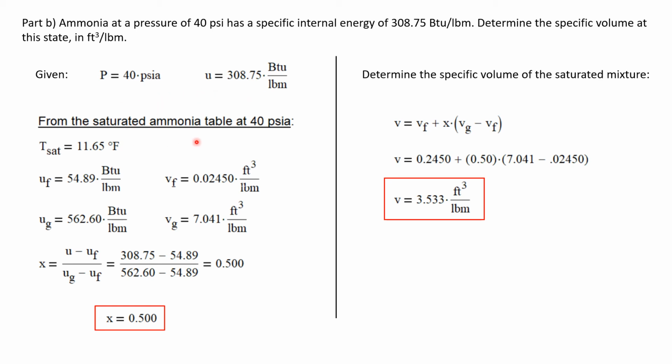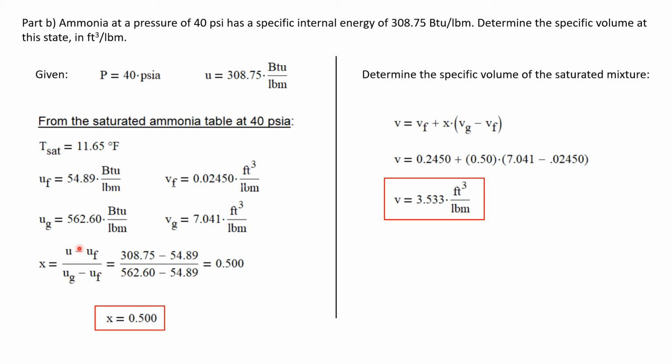So let's go to the saturated ammonia table at 40 psi and find the saturation temperature at this pressure, which is 11.65 degrees Fahrenheit. So now we can get different values from the table. We can get V sub F and V sub G, so we can get the specific volume of the saturated liquid, and we can get the specific volume of the saturated vapor. We can also get U sub F and U sub G. We get the internal energy of the saturated liquid is 54.89, and the internal energy of the saturated vapor is 562.